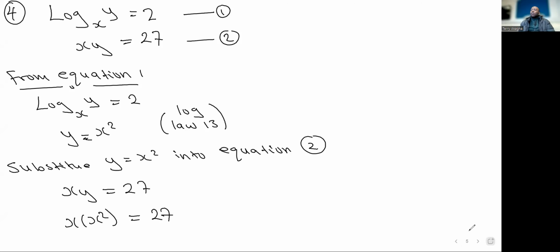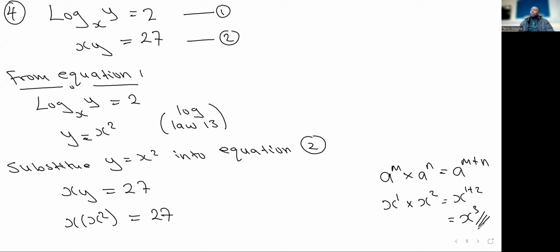This is going to give us x times x squared, using the laws of indices. Remember, a raised to the power m times a raised to the power n is equal to a raised to the power m plus n. So x raised to the power 1 times x raised to the power 2 is going to give us x raised to the power 1 plus 2, and that'll give you x raised to the power 3. Please go back and review the laws of indices. We talked about this earlier. So we can now say x raised to the power 3 is going to be equal to what? 27.